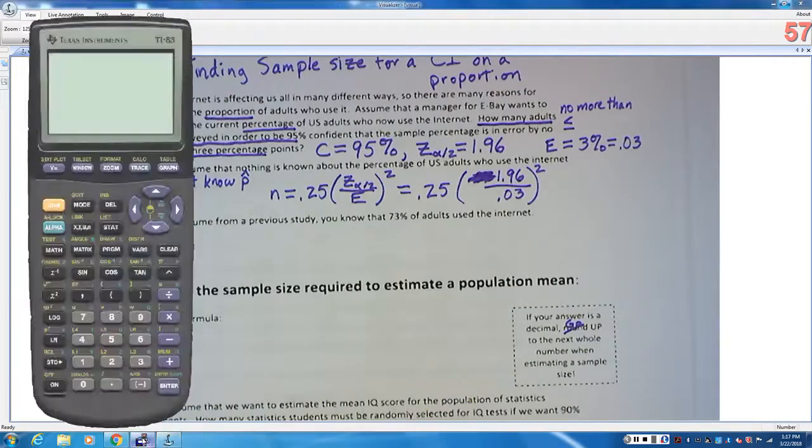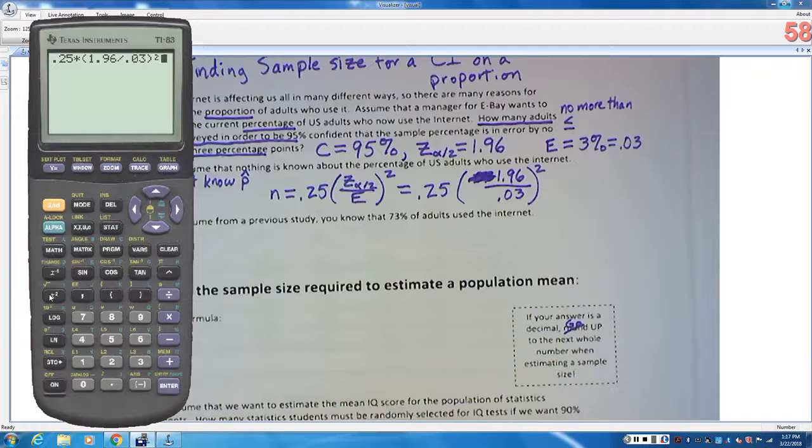You can put it in your calculator like this. Make sure you can get the right answers. 0.25 times parentheses 1.96 divided by 0.03, close the parentheses. Don't hit enter and square it, because that'll be squaring the 0.25. You need to hit x squared here.